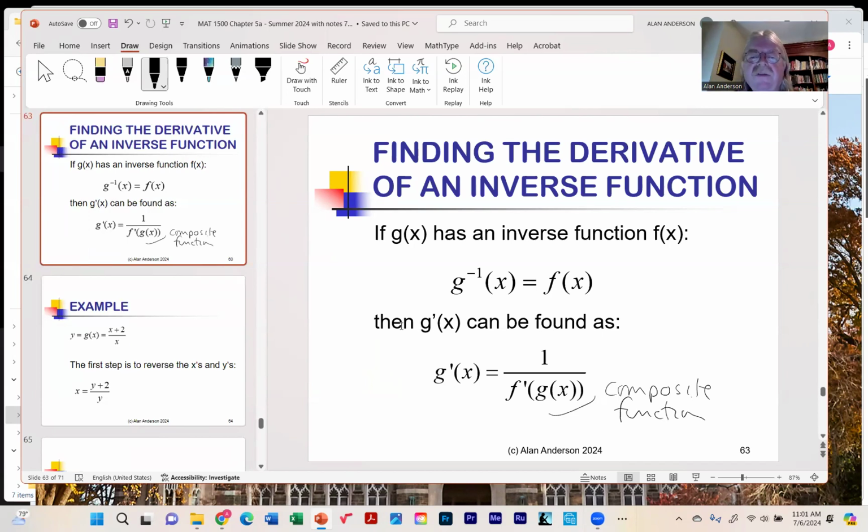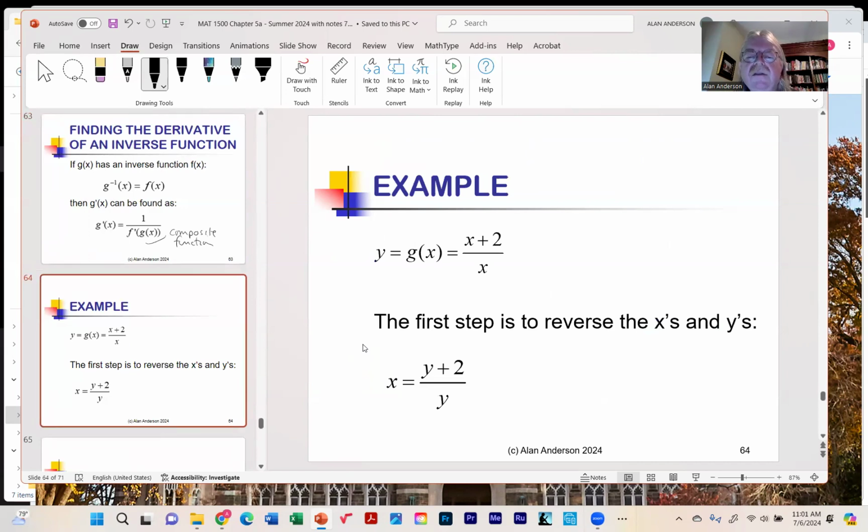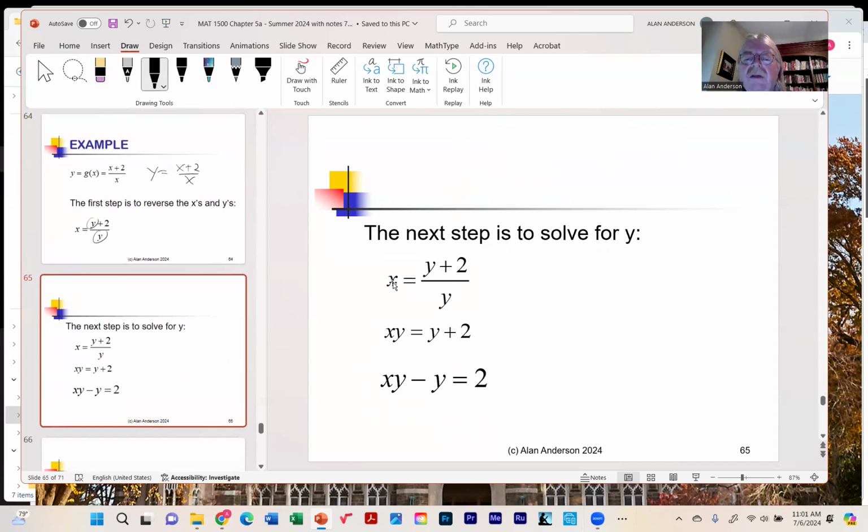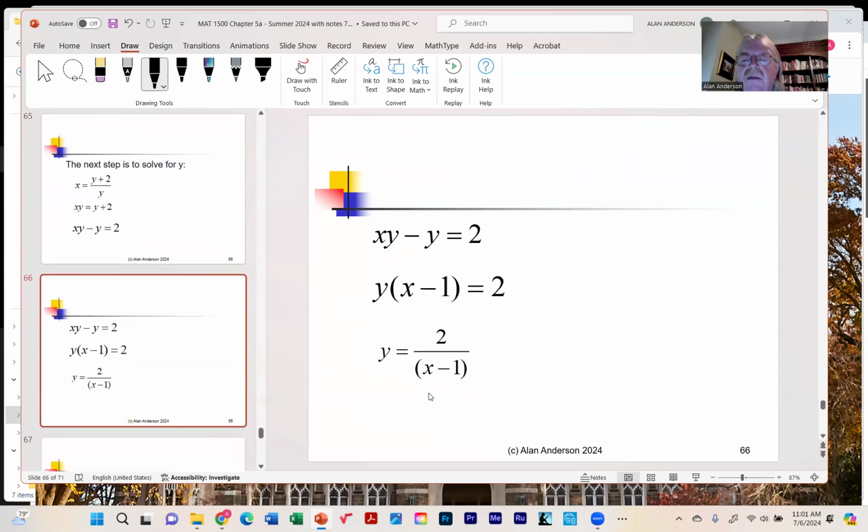All right, so let's look at a quick example of this. So here is x plus 2 over x. Now, let's find the inverse using the technique that we just learned. First, we reverse the x's and y's. Now, when you're doing this, instead of writing it as g of x, you'll want to write it as y equals x plus 2 over x. And then you can reverse these x's, both become y's, and this y becomes an x. And then you have to solve for the y. Okay, so algebraically, we multiply both sides by y. We subtract the y from both sides, factor out the y, and this is our final result.